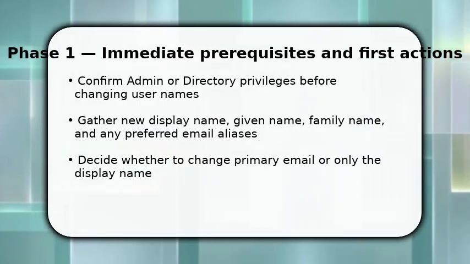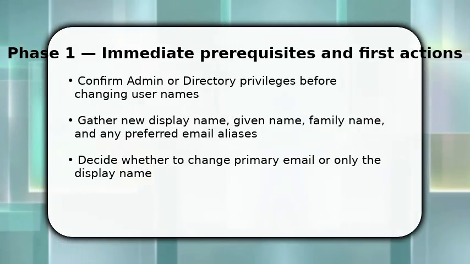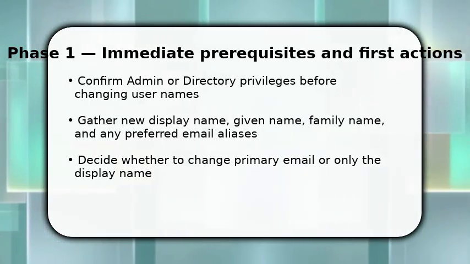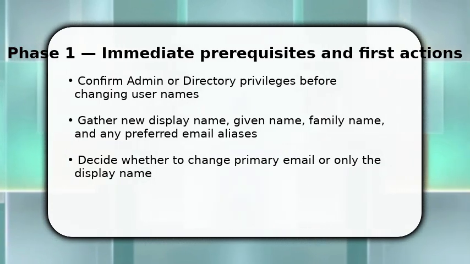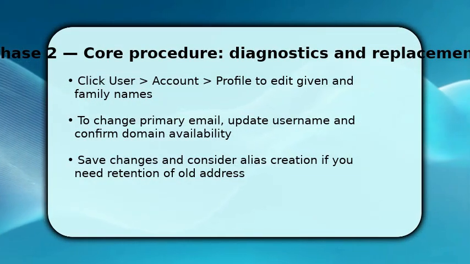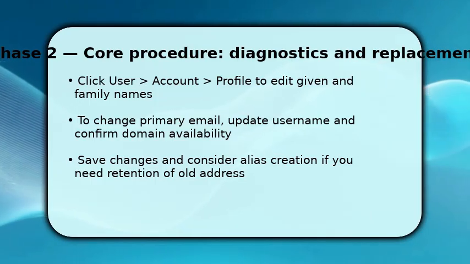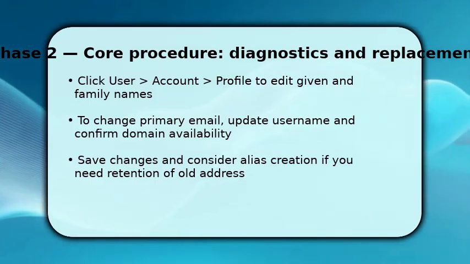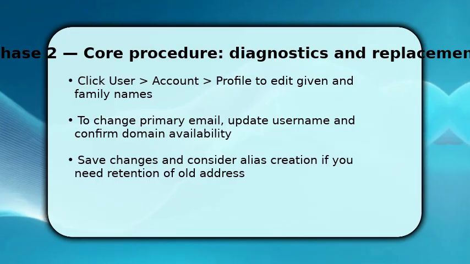You should decide now if you're changing the primary email address or only the display name, because the steps diverge after this point. Now edit the user's profile. Go to Account, then Profile, and update the given name and family name fields. Type carefully to avoid spelling errors.